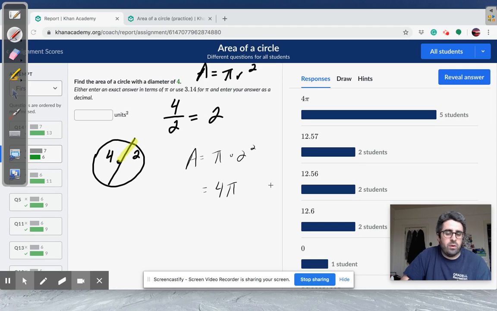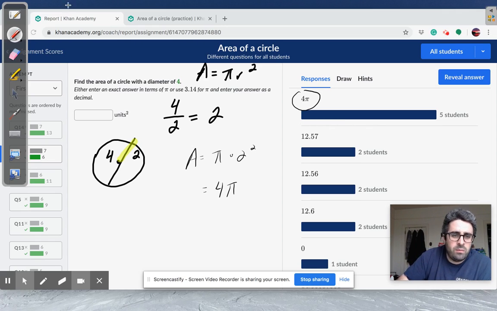So you could say 4 times 3.14, which is, let's see, 1 second. 4 times 3.14, which would be 12.56. So you get either 12.56, or you could say 4 pi. I would just leave your answer as 4 pi.